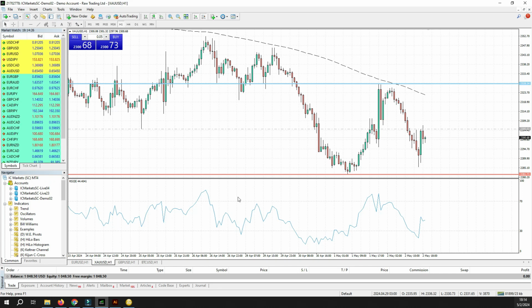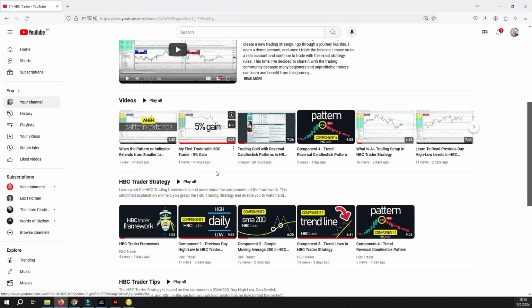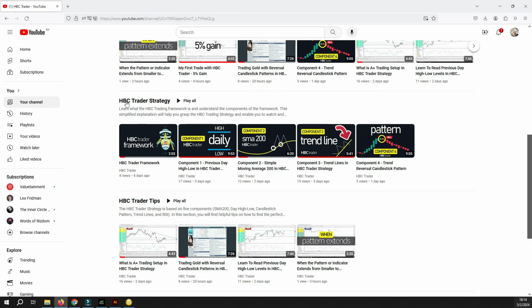Today I want to talk about the last component in our HBC trading strategy. If you didn't watch the previous videos, this is the HBC Trader strategy. Here you have a simple explanation of the framework and an introduction to each and every component. As you can see, right now we have 4 of them, and RSI is the last one.